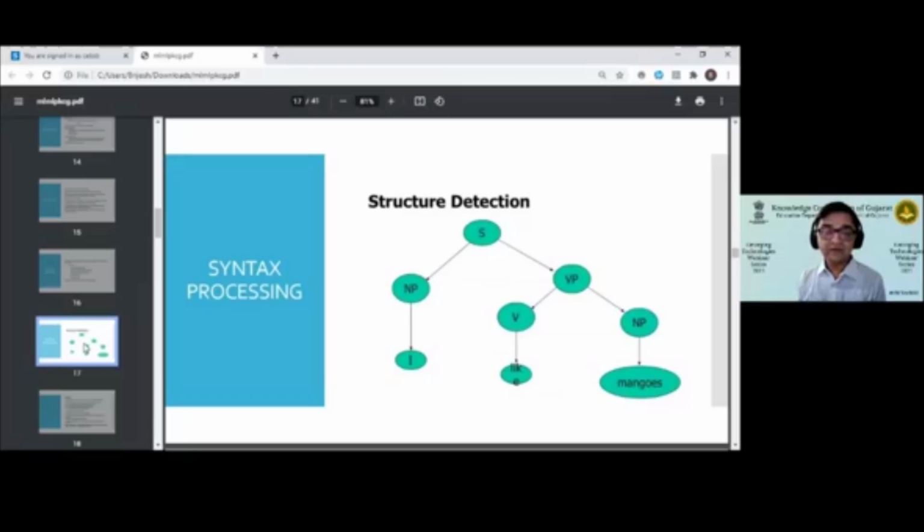I am sure while I was talking about English, you could have related it to the case of Gujarati, and you would have noticed that Gujarati follows the subject, object, verb property, right? Mein kerry khadi. The verb is the last part of the sentence, whereas in English, I like mangoes. So if you are thinking about developing a machine translation system, then you need to know the difference between the structure and rearrange the words so that the target language structure is preserved. So that is the structure detection part, or syntactic processing part.